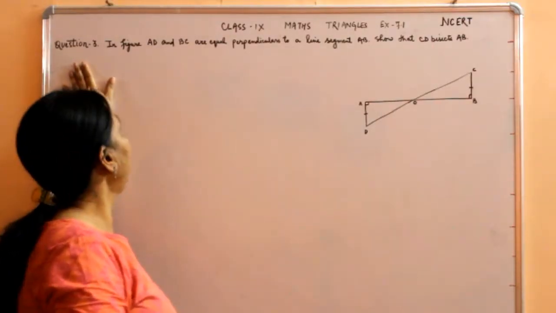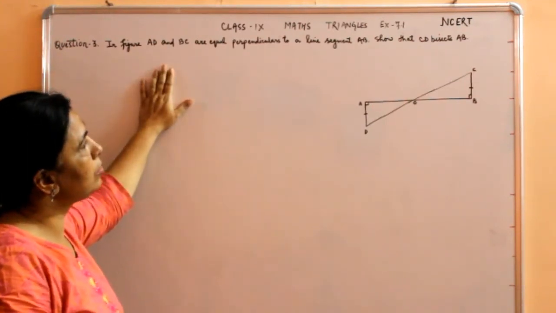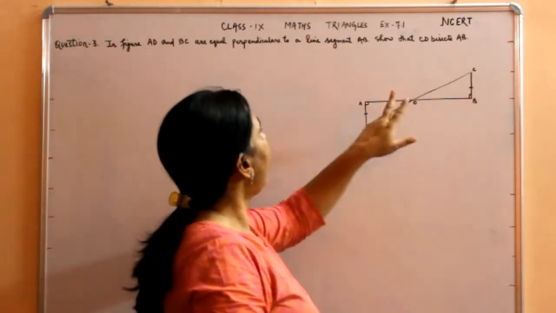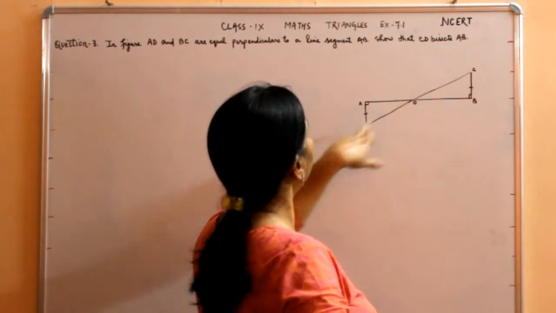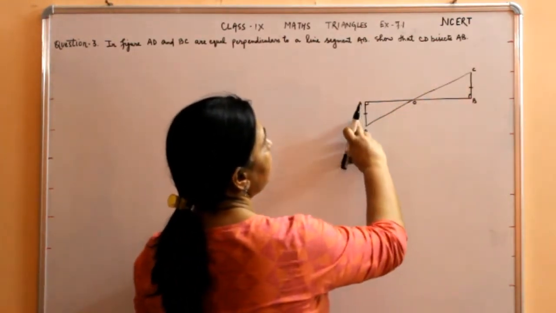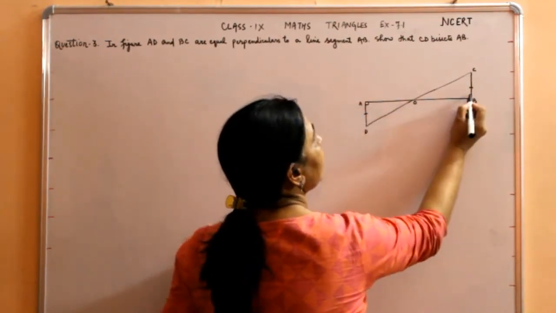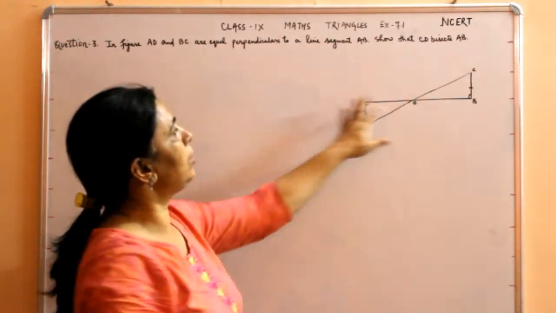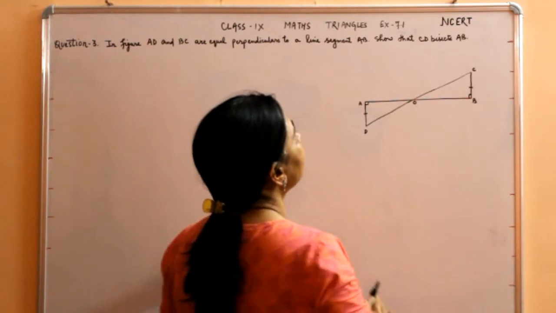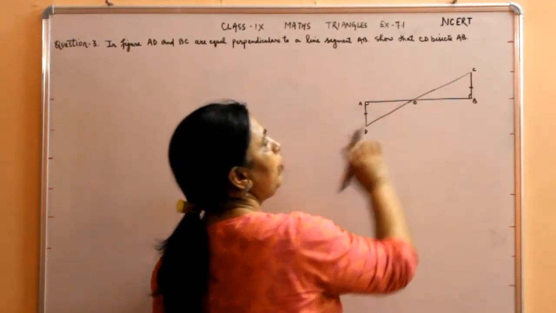Now question number 3. In figure, AD and BC are equal perpendiculars to a line segment AB. This is a line segment AB and this AD and this BC are equal perpendiculars. Equal perpendicular means they are equal in size, and perpendicular means that they are making an angle of 90 degrees with this line AB. We have to show that CD bisects AB. CD bisects AB means AO is equal to BO.